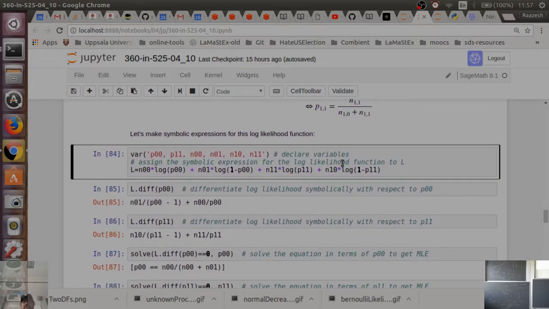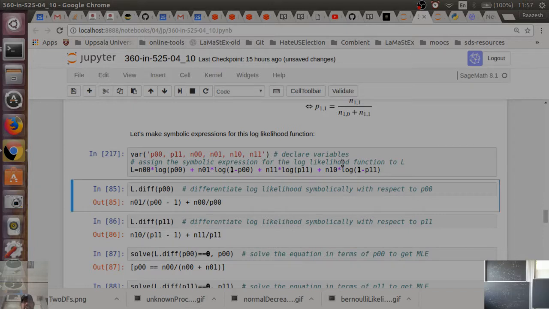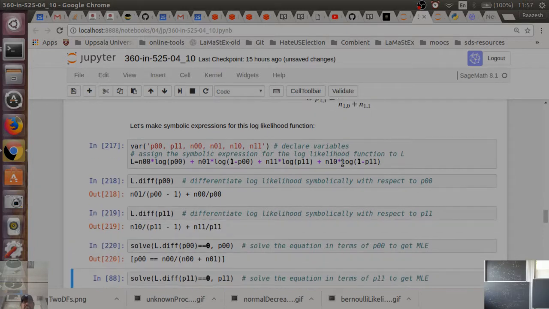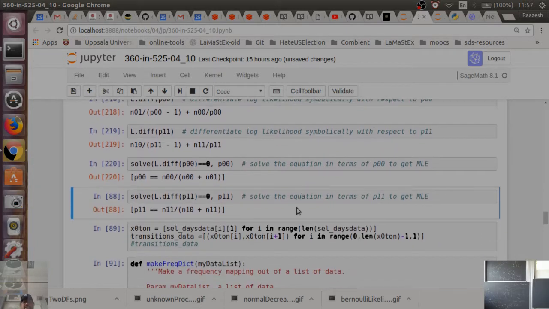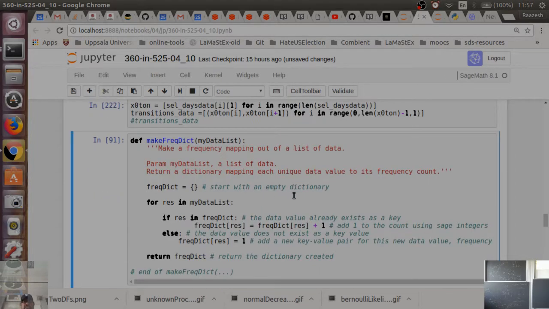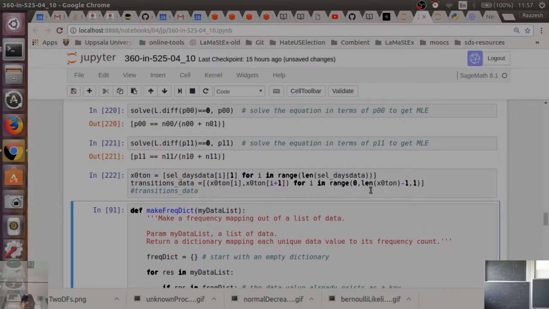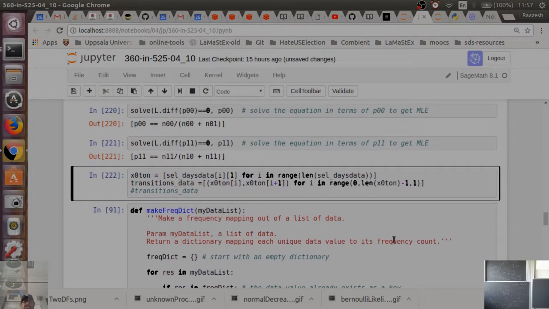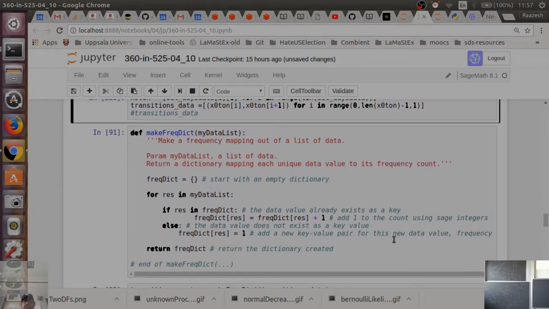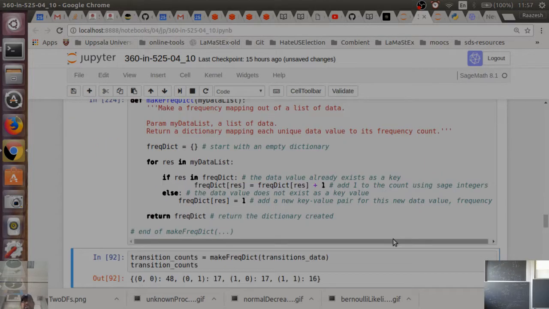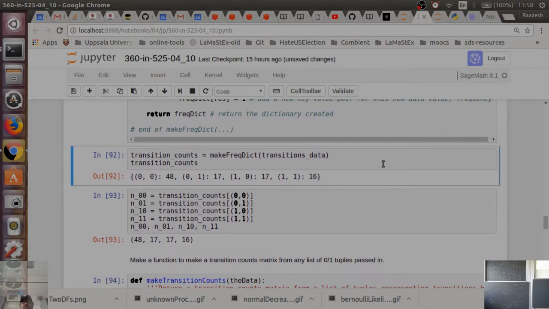It's enough to start, right? So now these are just likelihood expressions, so you can just evaluate them and solve them. And what I did upstairs is right, at least by Sage. So now I have my transition data, and I'm bringing in that make predict from before, so I can count things. So here's my transition counts, and this is for the tiny data I made.